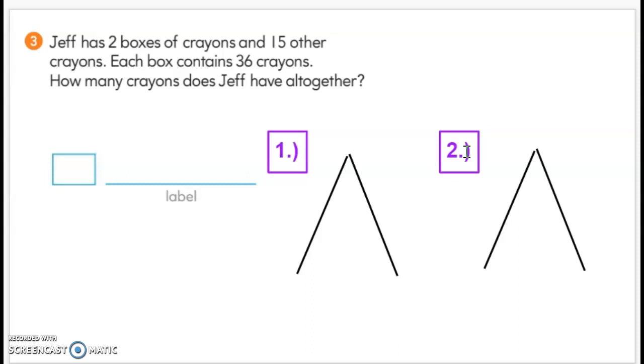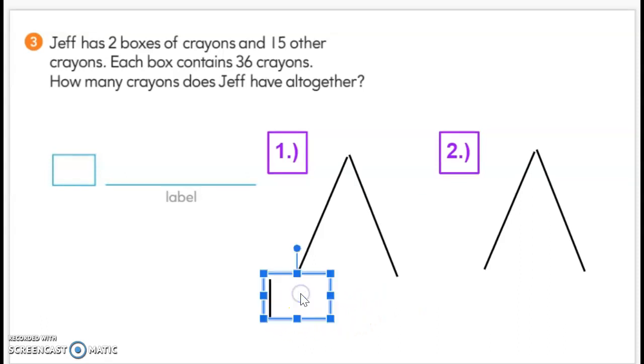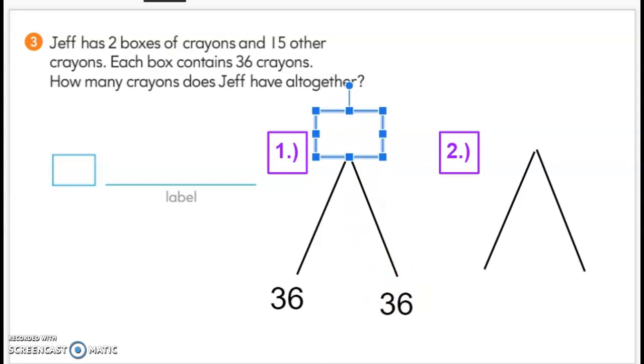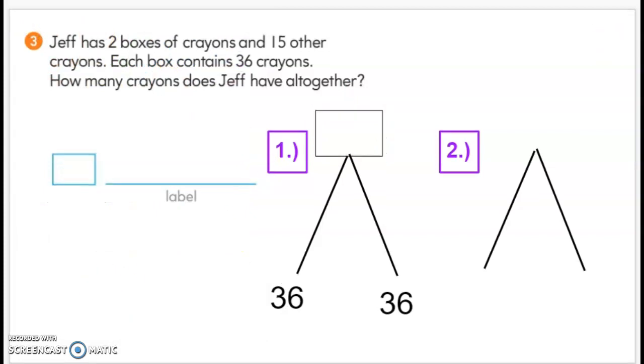Okay. Jeff has 2 boxes of crayons and 15 other crayons. Each box contains 36 crayons. How many crayons does Jeff have all together? Well, first, he has 2 boxes. How many crayons are in each of those boxes? 36. Yep, so let's do 36 and 36. Do we know the total of how many crayons were in those 2 boxes? Nope. So that's our unknown at the top.